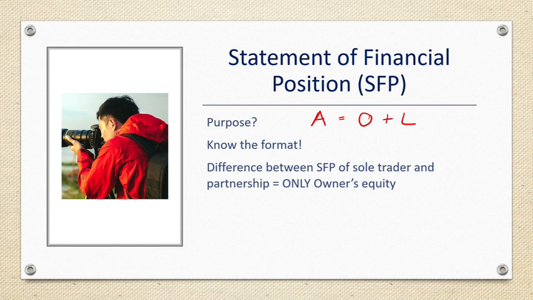The difference between the statement of financial position that you did as sole trader last year and the partnership is only the owner's equity, because last year you only had one owner. Now you have more than one, so you will have a capital and current account part that will be added in order to give you the owner's equity. That's the only difference.